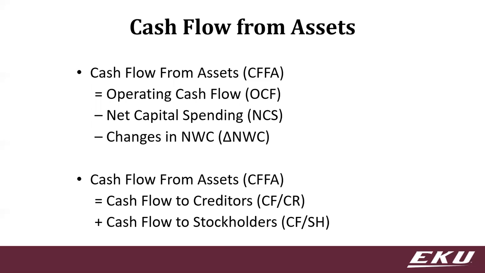But any of the cash flow from assets, we're going to pay off our creditors first. That's the interest payments that we have to make. And then anything left over is the shareholders. So necessarily the cash flow from assets is either going to creditors or shareholders.